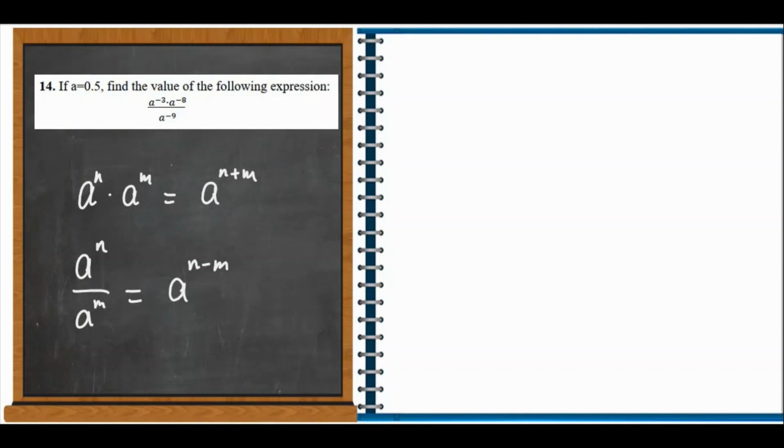So let's apply this formula to the expression. a to the power of negative 3 multiplied by a to the power of negative 8, over a to the power of negative 9, is going to be a to the power of negative 3 plus negative 8, over a to the power of negative 9.